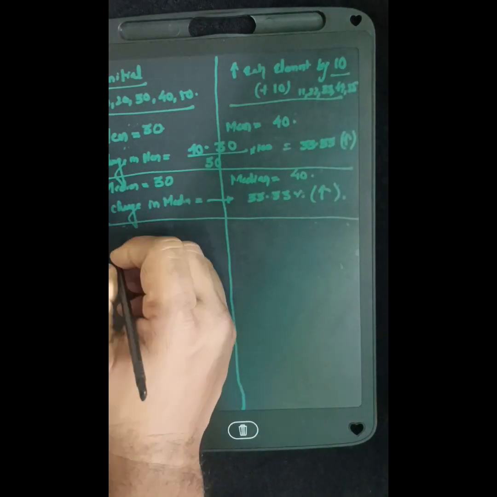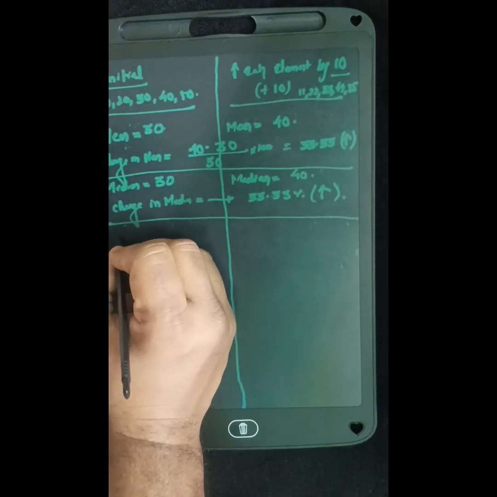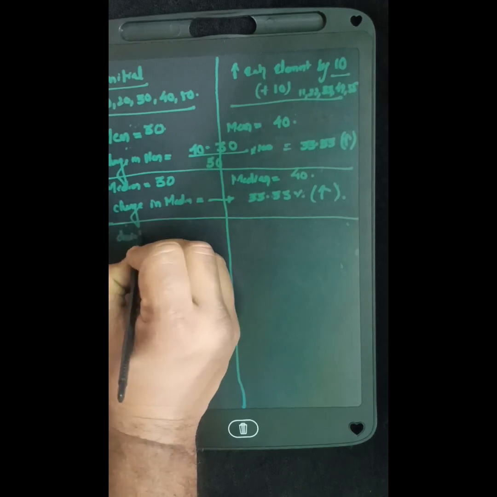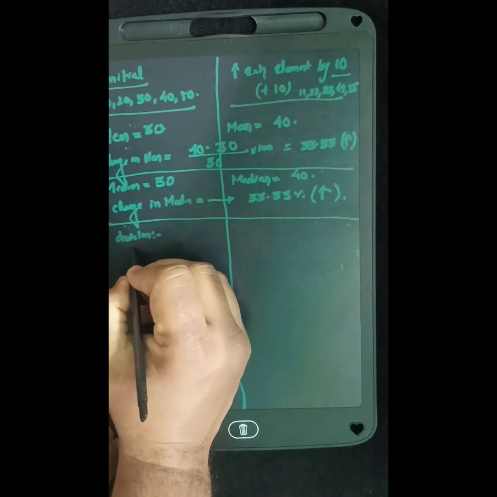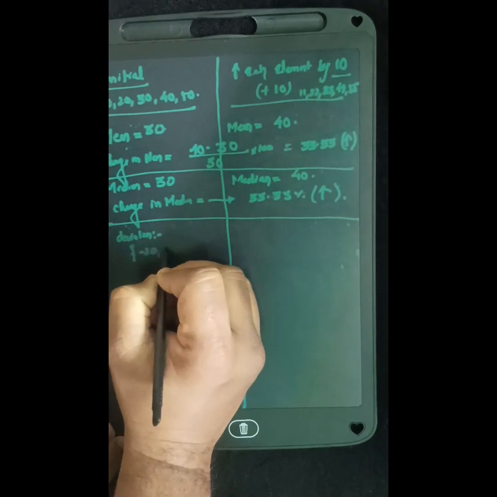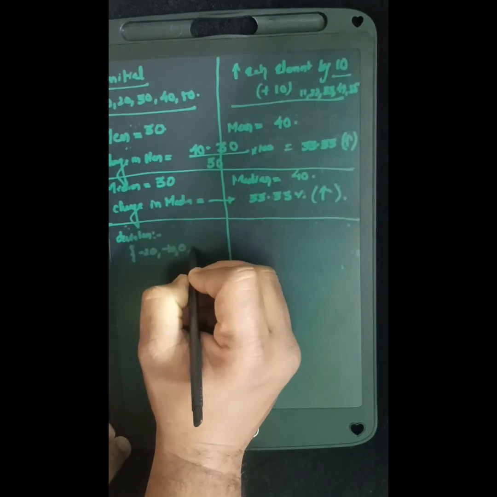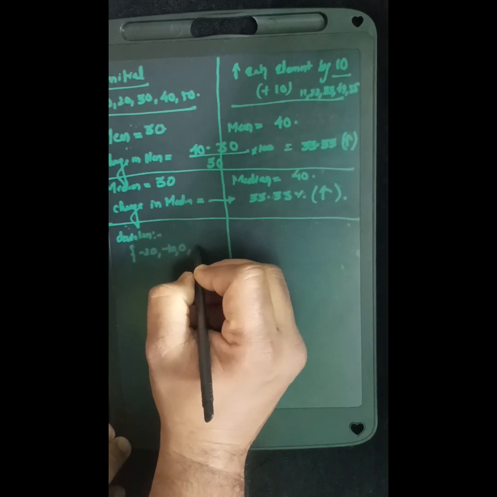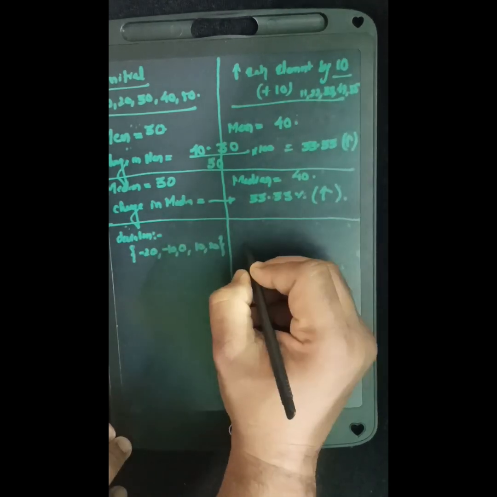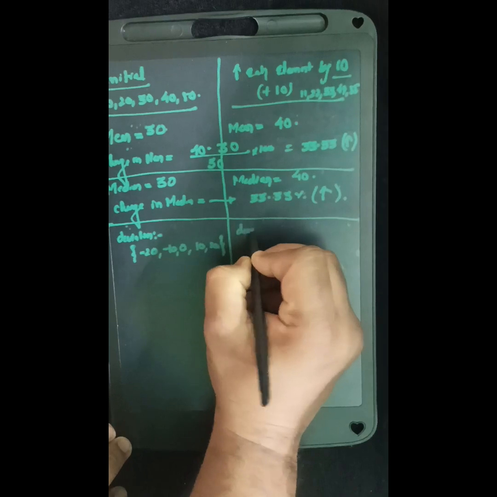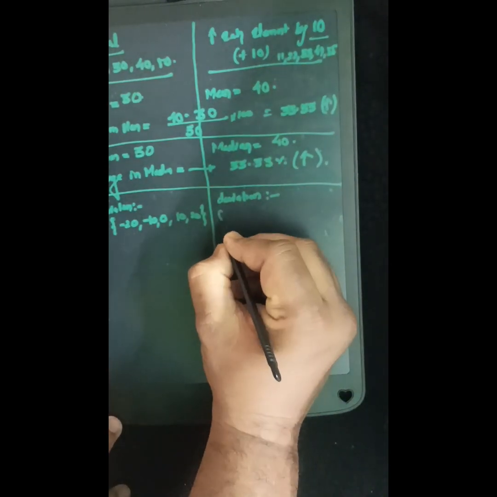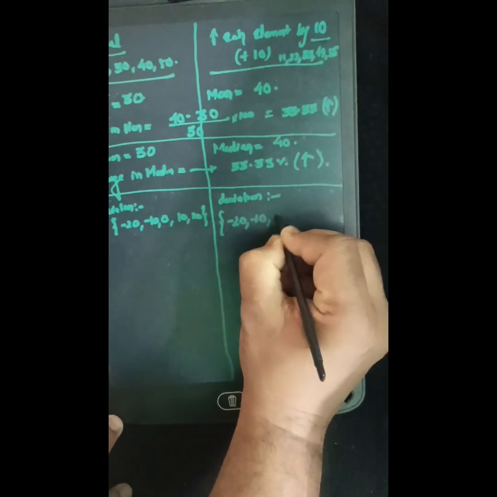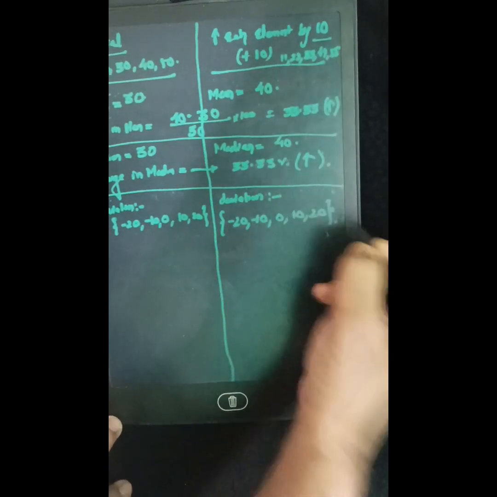Next up is this thing. I'm writing it down, but there is no such difference in it. The deviation data set would remain the same basically. Here also minus 10, 20, minus 10, 0 and 10 and 20, and here also deviation data set would be minus 20, minus 10, 0, 10 and 20.